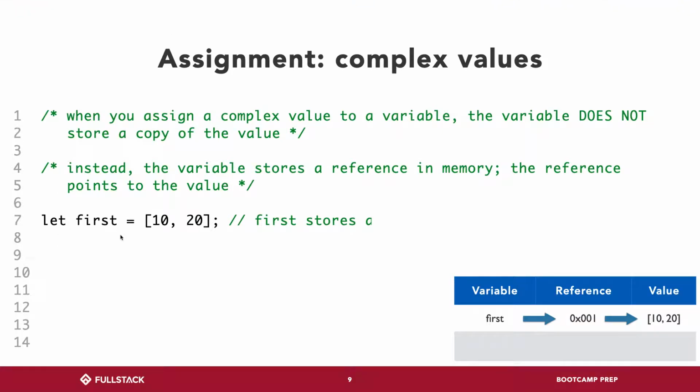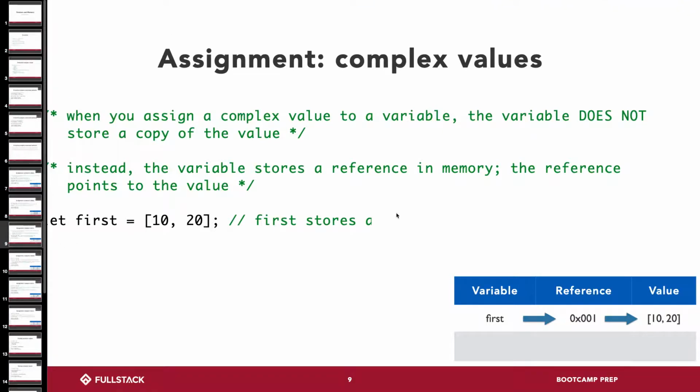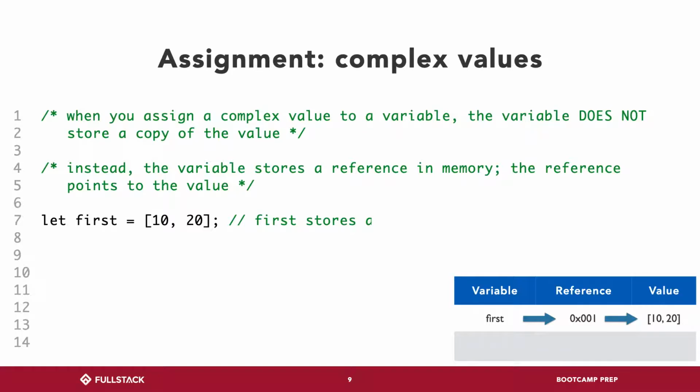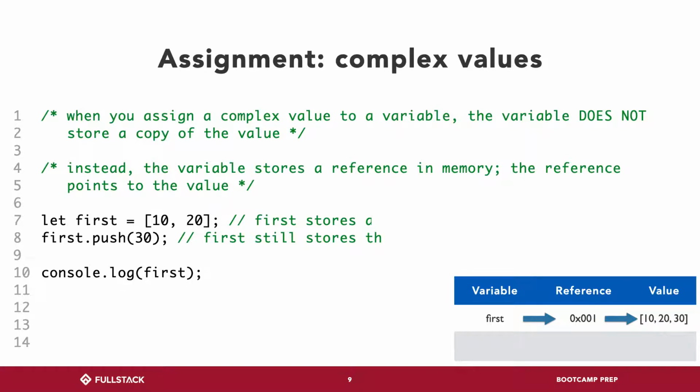So first is not actually pointing to a copy of a value, it's possessing a reference to a value that's somewhere else. Under the hood, that's what's going on. So if you say first dot push 30, it alters that array by looking into the computer's memory and putting 30 at the end of first. So if you console log first, it's like that, you know? Everyone cool with that?